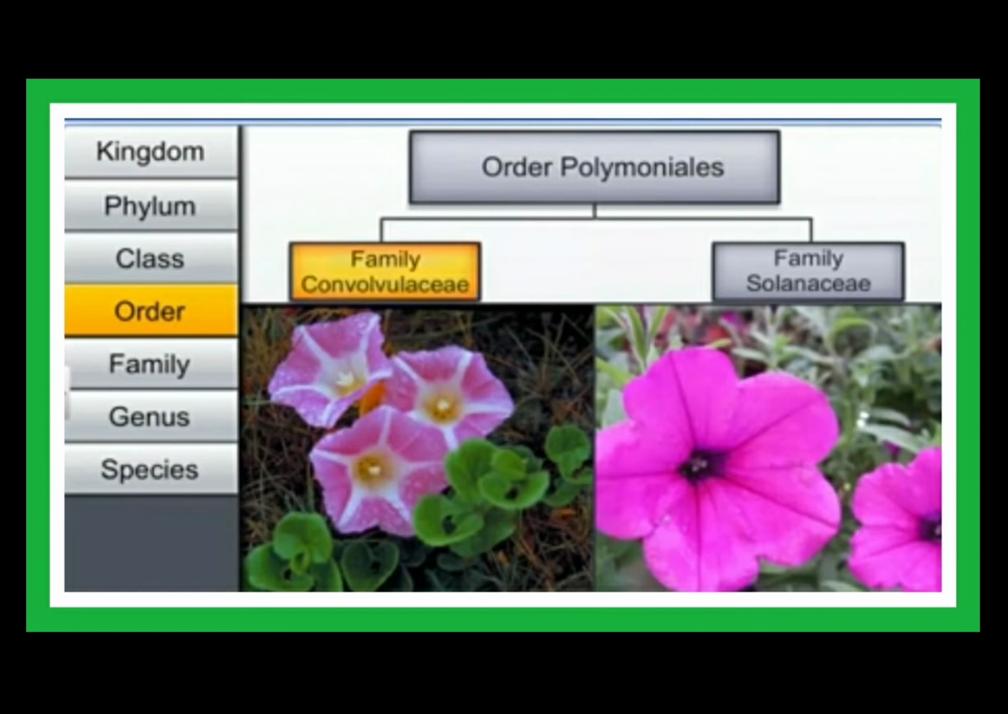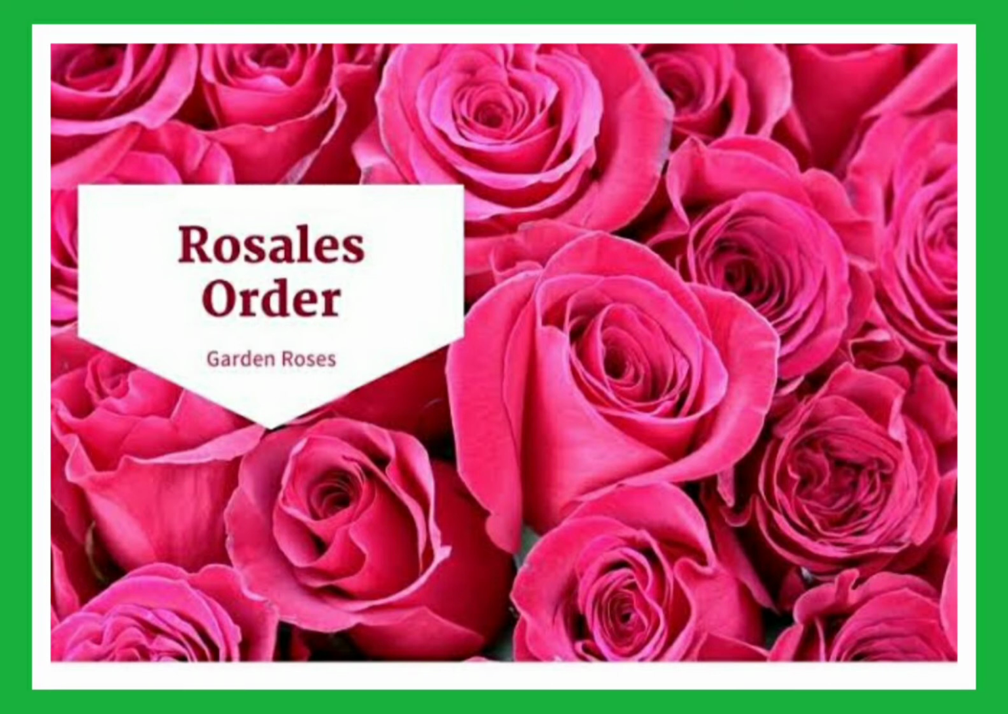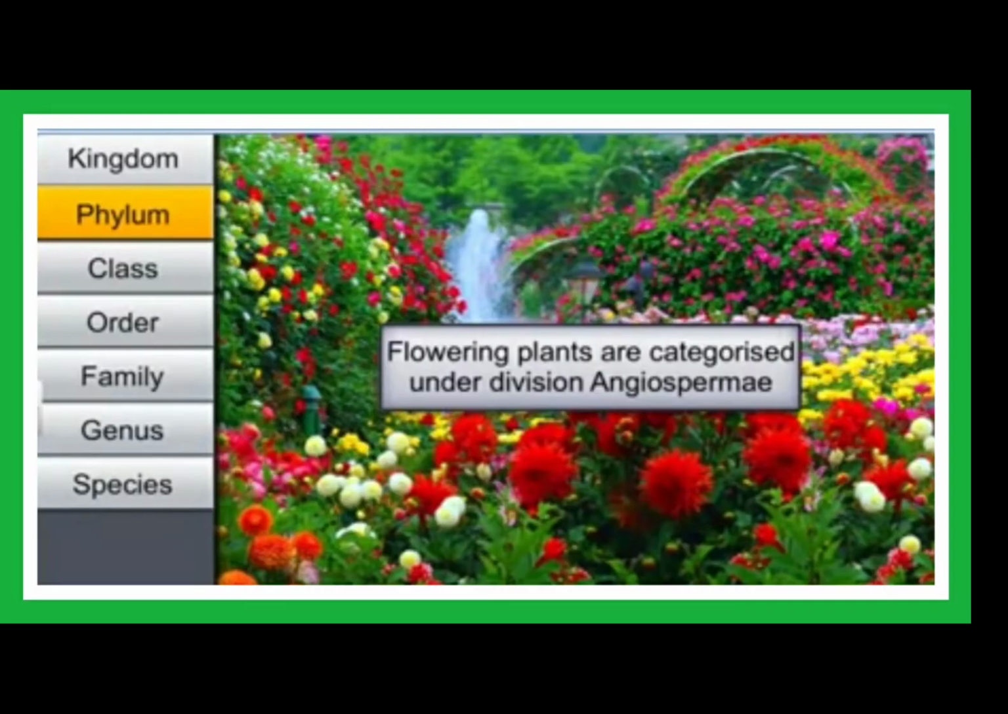Solanaceae is one family and Convolvulaceae is another family. Now two families together which are having similarities are grouped under the hierarchy called order. The order is Polemoniales. Polemoniales is one order, Rosales is another order. So two different orders are kept under a similar class. Now the class is Dicotyledonae. Polemoniales is one order and Rosales is another order, kept under the class called Dicotyledonae.